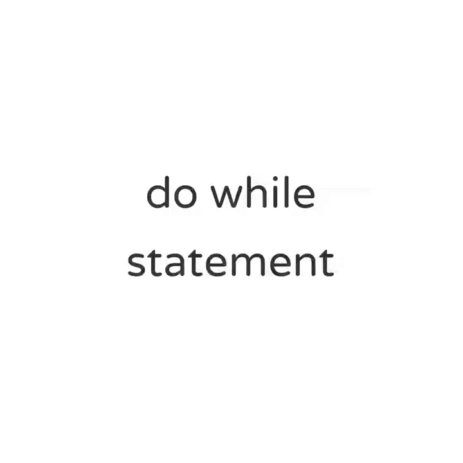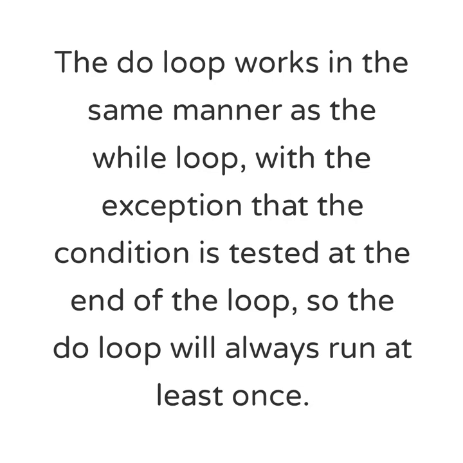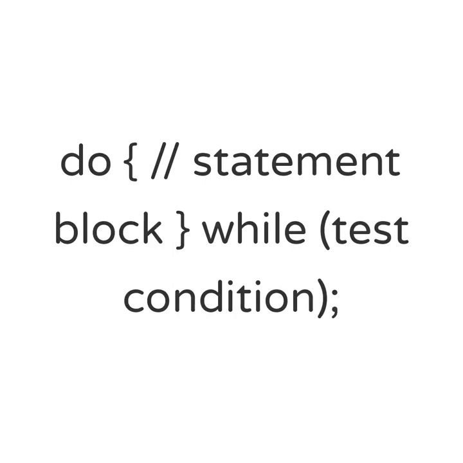The next statement is the do-while statement. The do loop works in the same manner as the while loop, with the exception that the condition is tested at the end of the loop, so the do loop will always run at least once. The code would look like this.